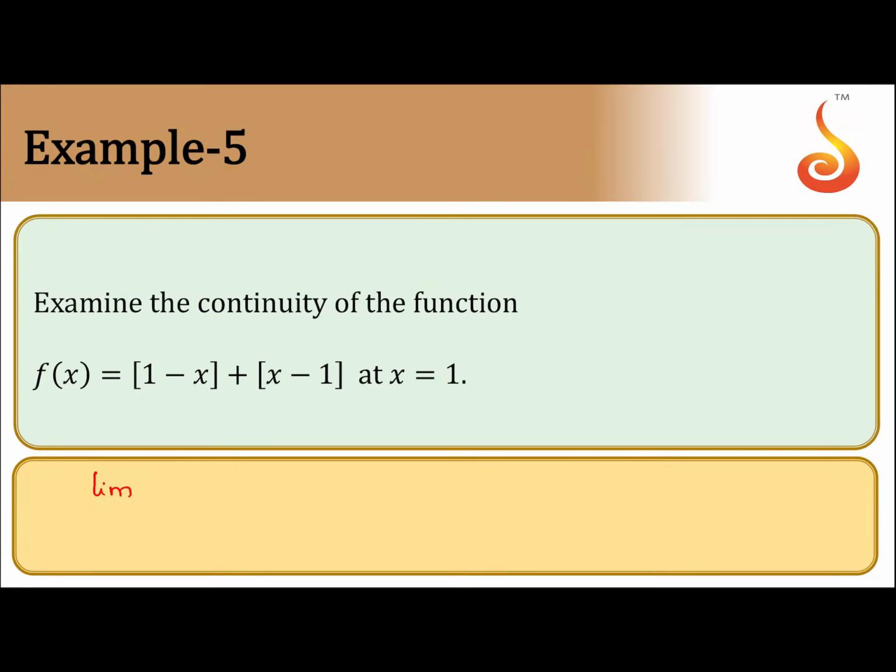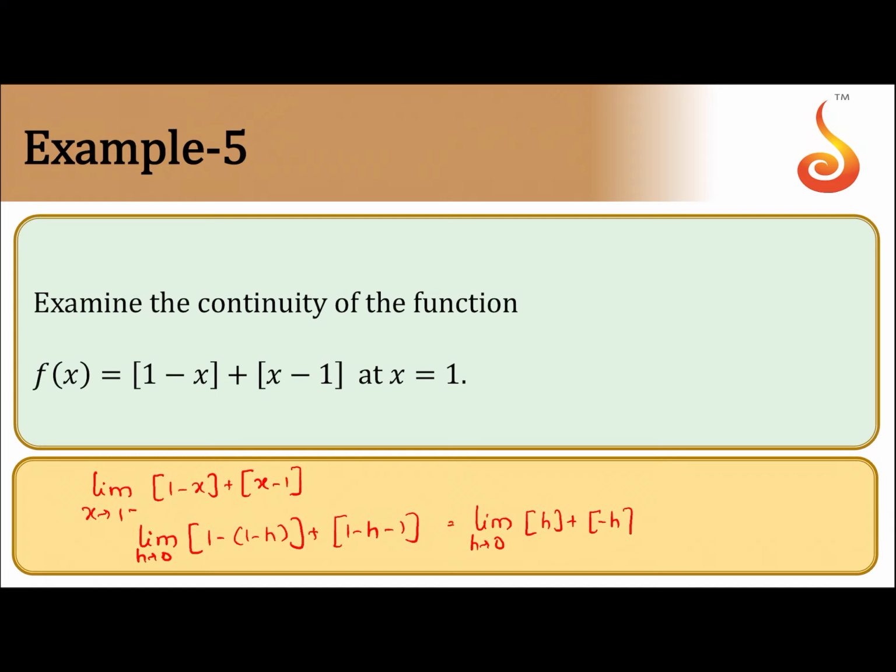Limit x tending to 1 minus greatest integer of 1 minus x plus x minus 1 is given. Limit h tending to 0, we write 1 minus h plus 1 minus h minus 1. What we get? Limit h tending to 0, we get greatest integer of h plus greatest integer of minus h.